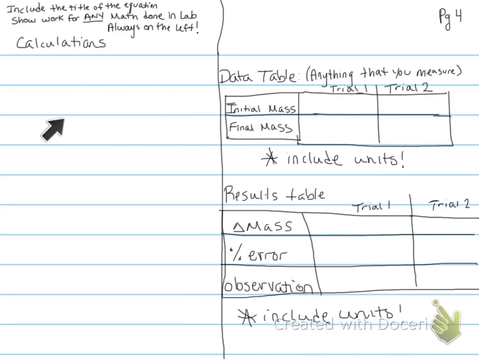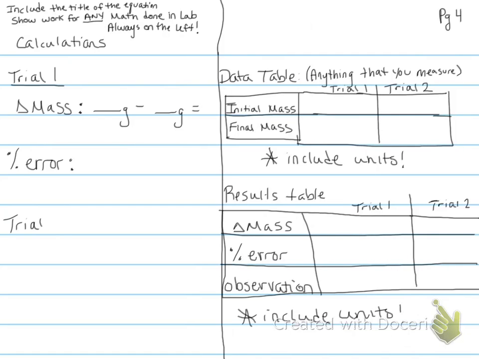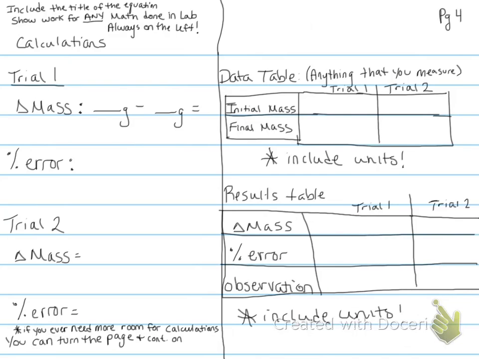And so that's where the left-hand side of our paper is going to come from. Anything that we've calculated is going to include what shows up in this results table. So you're going to include the title of the equation, you're going to show any math done in the lab, and you're going to list it right over here neatly. So for example, here I've set up a bare bones example for you with the mass and then the percent error. You're going to go ahead and fill in your values here. So you're going to hit pause on the video, go ahead and fill in your values, and then if you ever need more room for calculations, you can always turn the page and continue on the next left-hand side.